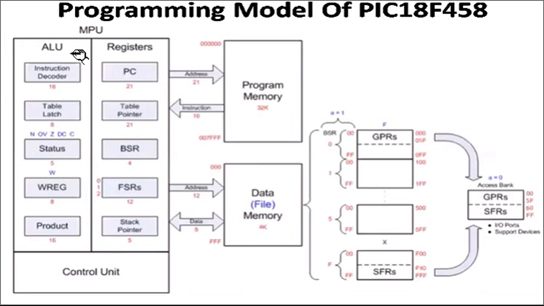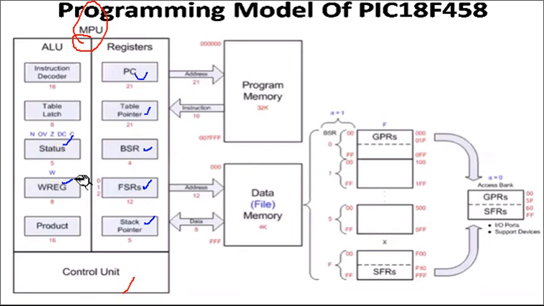You can see it over here. It is the MPU, the microprocessor unit. Then you have a CPU, that is a control unit, which is the heart of the system. And there are various registers: we have the program counter, table pointer, bank select register, special function register, stack pointer, status register, and WREG, the working register. All these are registers. Each and every register has its own functionality, right? It follows the RISC architecture.